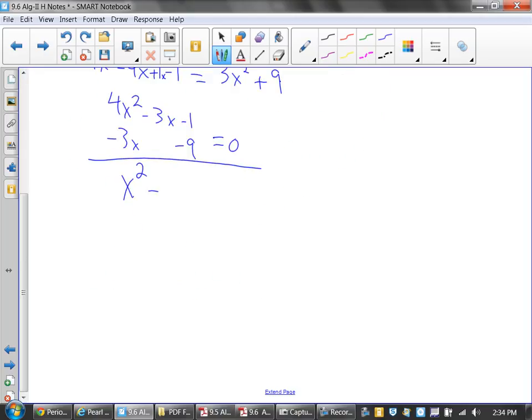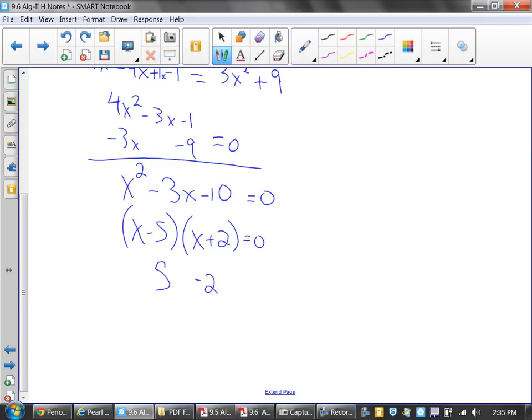x squared minus 3x minus 10 is 0. What times what is negative 10? Negative 5 and 2. So what are your two possible zeros for this one? 5 and negative 2. Again, what should I do real fast?